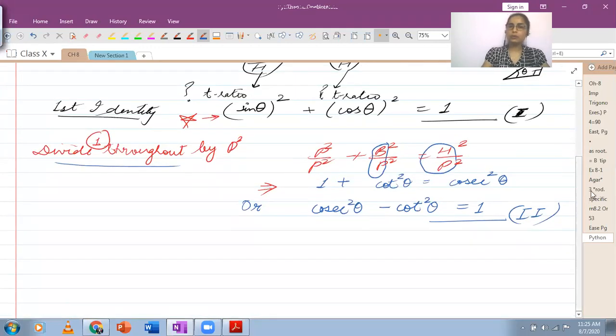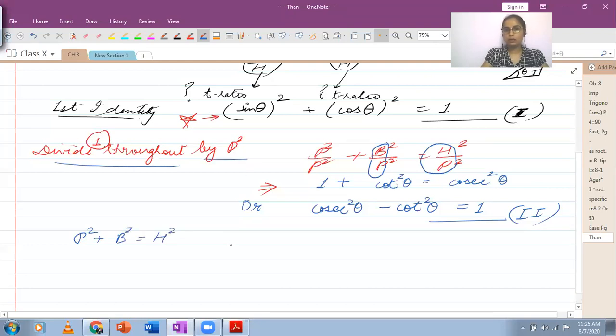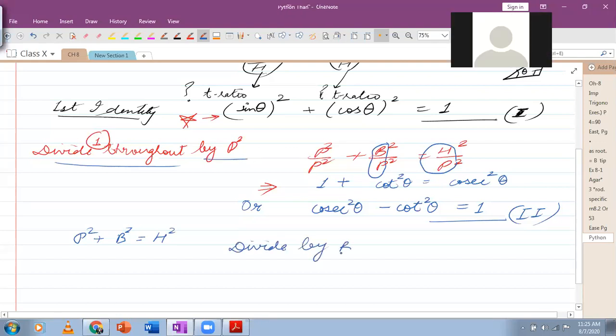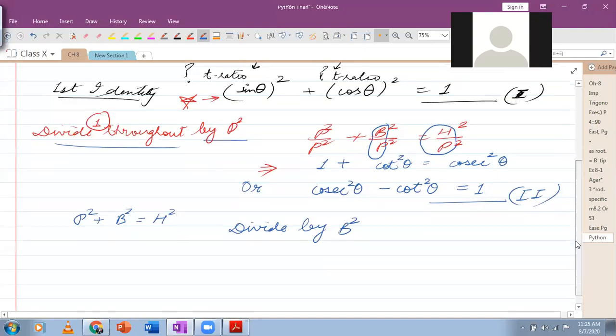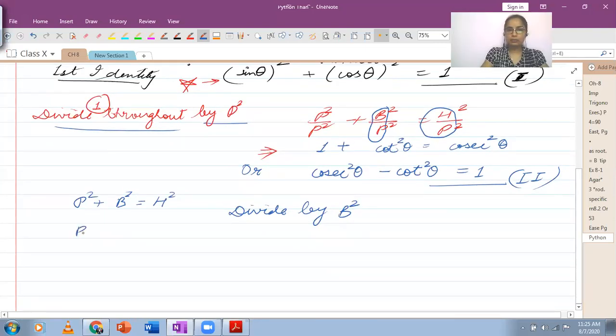And how do you think we will obtain the third identity? We again have our Pythagoras theorem. Earlier I divided by h square, then I divided by p square. Now what do you want to do? Dividing by b square. Yeah, let's divide by b square and see what happens. You will get p square over b square plus b square over b square equals to h square over b square. So this gets cancelled, this becomes 1.